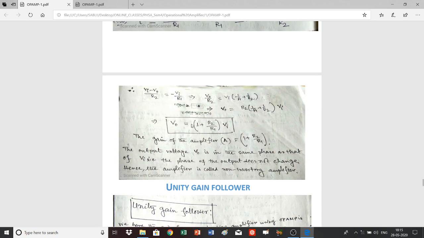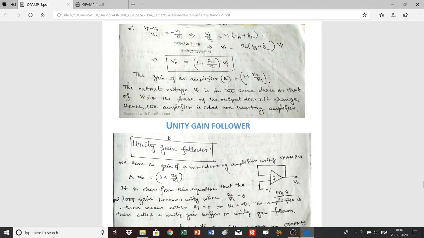Also, you notice here that the output voltage has the same sign as that of the input voltage. That means the output voltage is in the same phase as the input voltage. So in this case, no phase is shifted, and the gain is 1 plus R2 by R1. So in the case of the non-inverting amplifier, the output voltage is in the same phase as the input voltage, and the gain is somewhat different from that of the inverting amplifier.